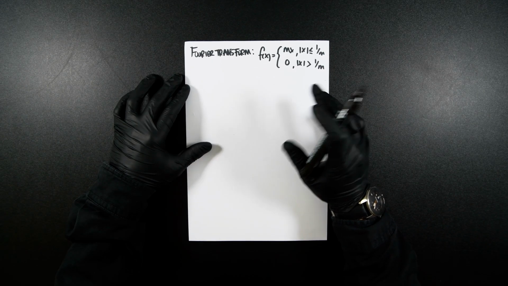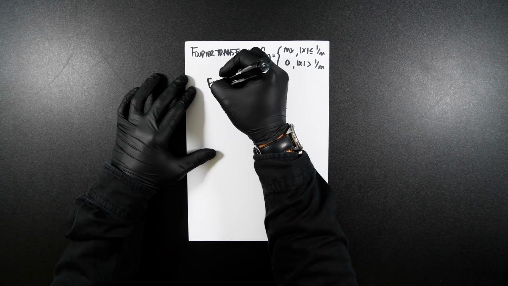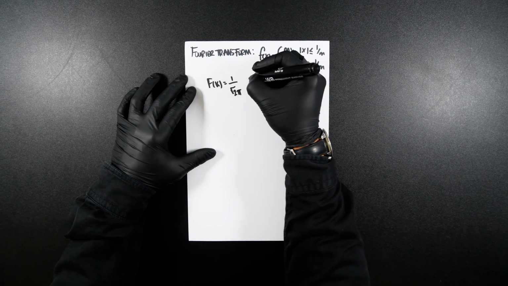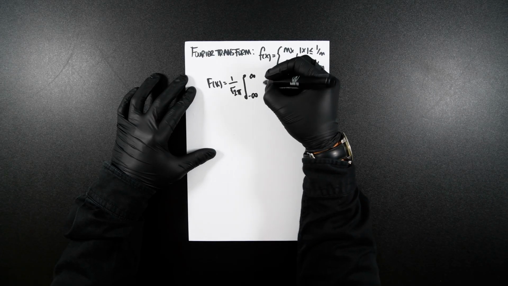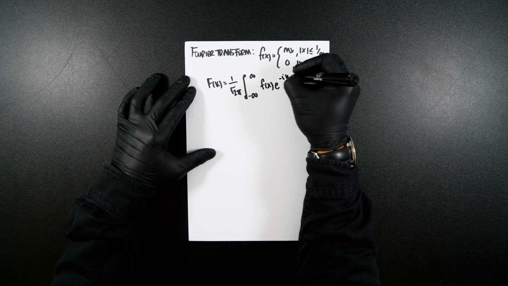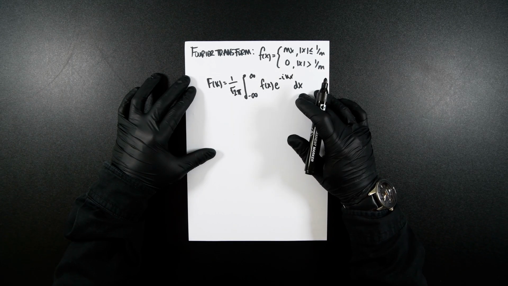Let's first recall the Fourier transform convention, which is f(k) equals 1 over root 2 pi, integral from minus infinity to infinity of f(x) e to the minus ikx dx. Get used to that. You've got to remember that.